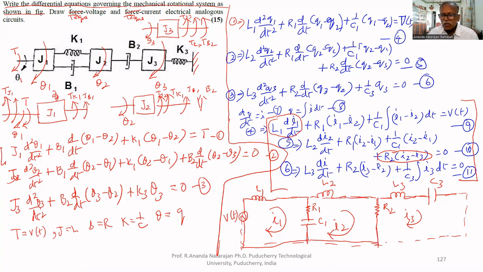That's all about the analogous system. How easy it is to construct this electrical system: a voltage source, three inductors, capacitors, and two resistances. If you connect them like this, with capacitors, two resistances, and three inductors, it becomes analogous to the mechanical system. That's why it's very simple. The second part of that question is over.